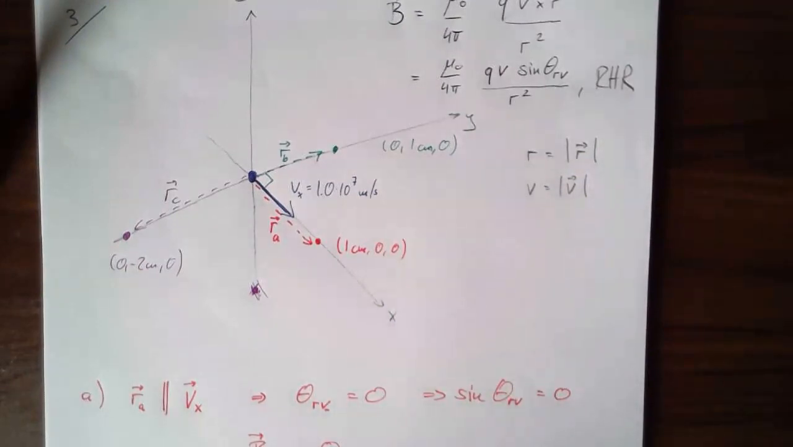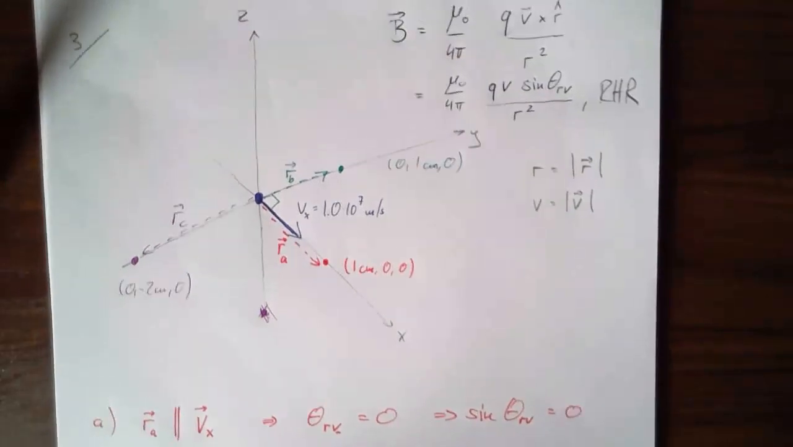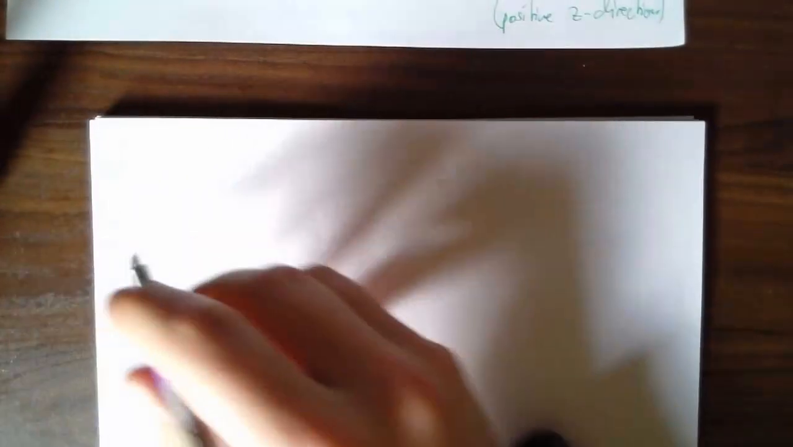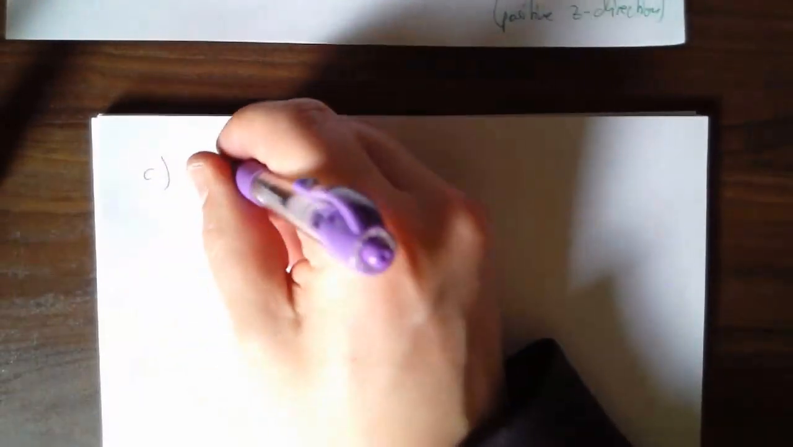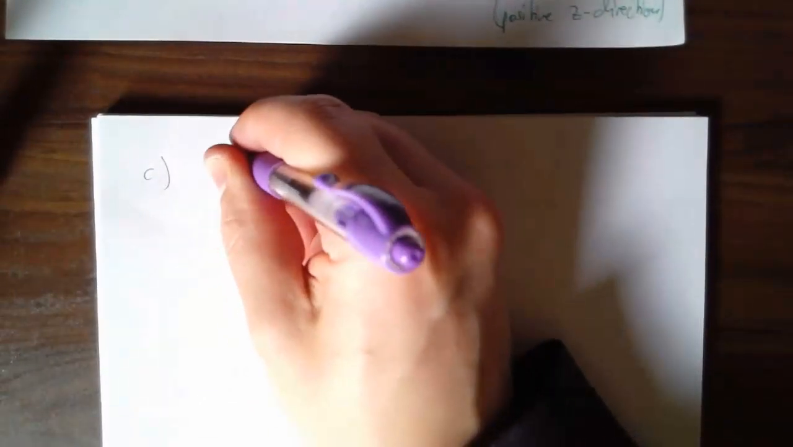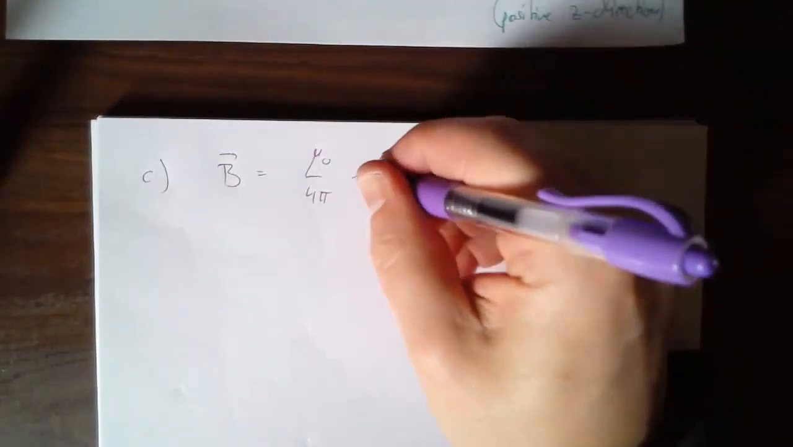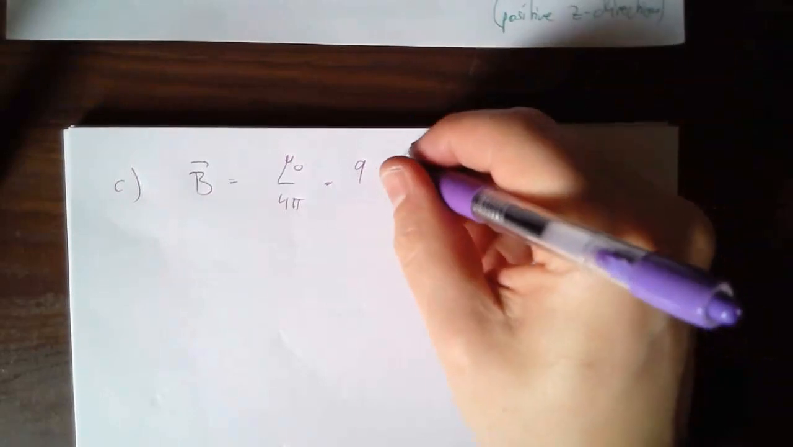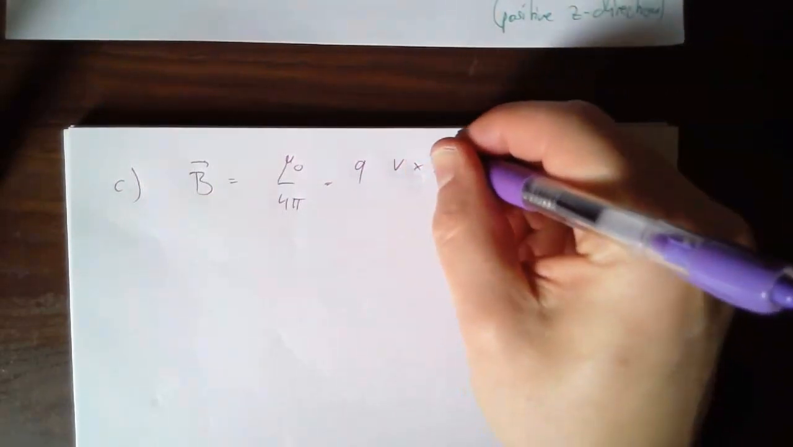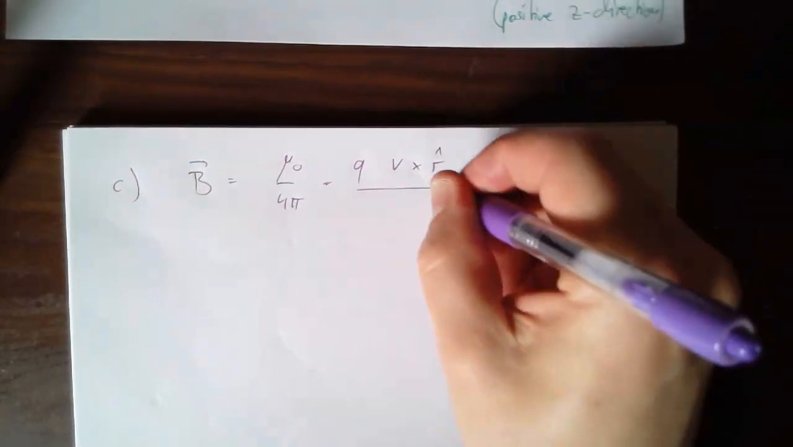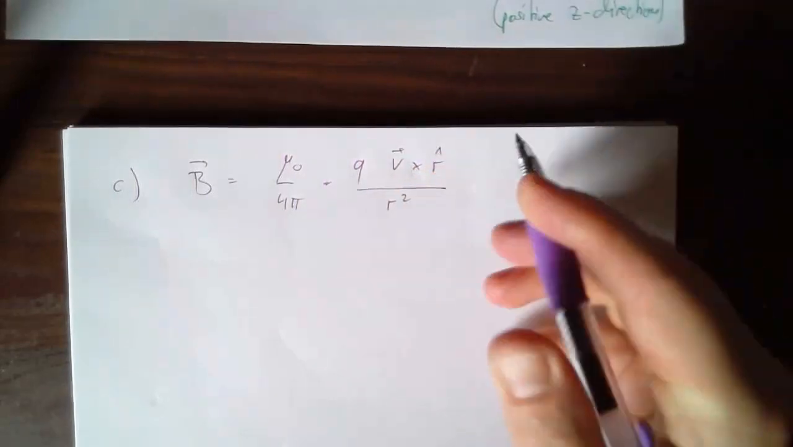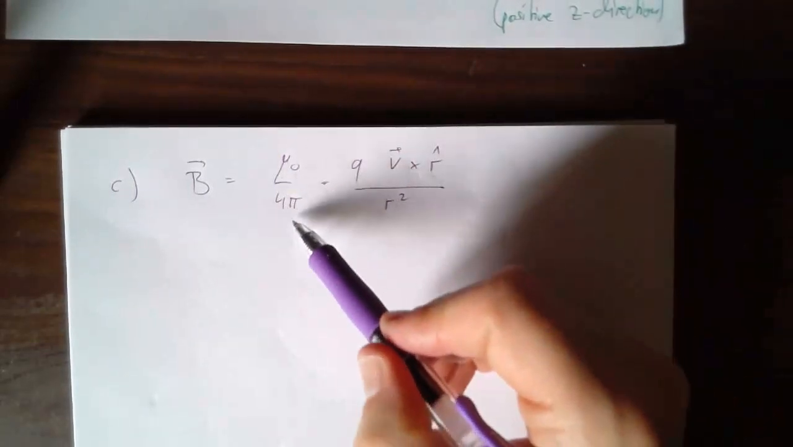So then for the last one, for this one here, let me actually work it out with the cross product. So I'm just going to work out the cross product itself. Now again, I trust you can plug in all the values. So for C, you'll have that B is equal to mu naught over 4 pi, just numbers, you can plug those in. Proton charge, you can plug that in. V cross R hat divided by R squared.